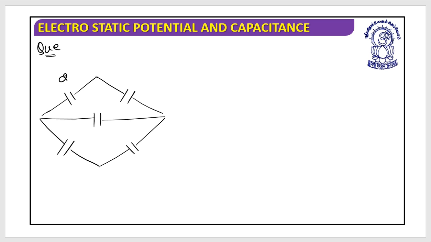Let's say this is 2C. This is C. This is 2C. This is C. And this is C. This is A. This is B. What they will ask is to find out C_AB. Now pause the video and have your answer. Once you are done with this, just come back and play the video.